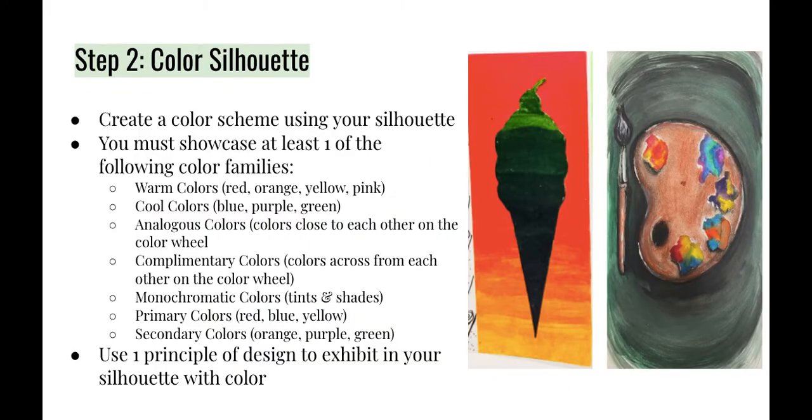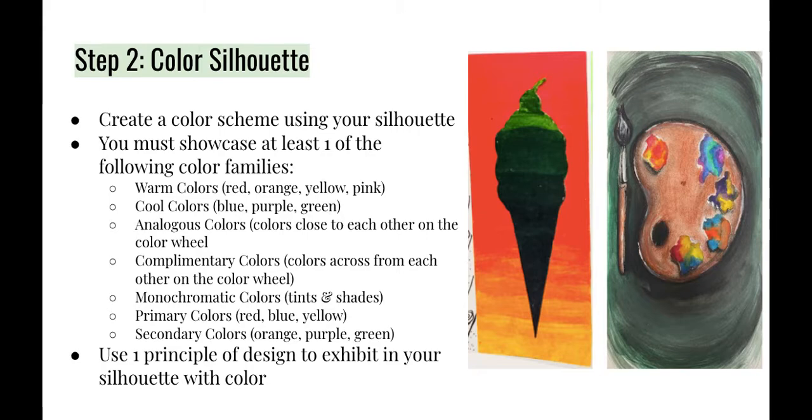For your next work of art, you are going to be choosing a color scheme using your silhouette. You must showcase at least one of the following color families: warm colors, cool colors, analogous colors, complementary colors, monochromatic colors such as tints and shades, primary colors, and secondary colors. You also must include one principle of design to exhibit in your silhouette with color.